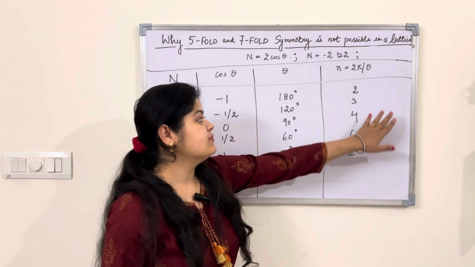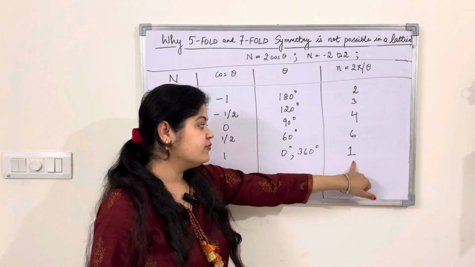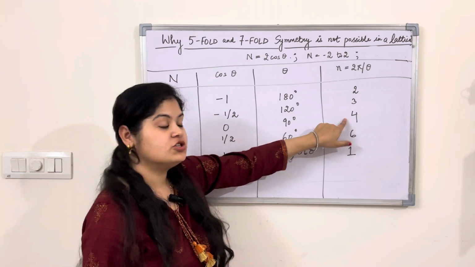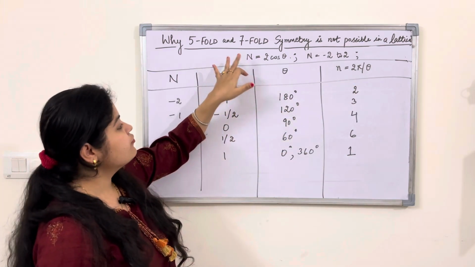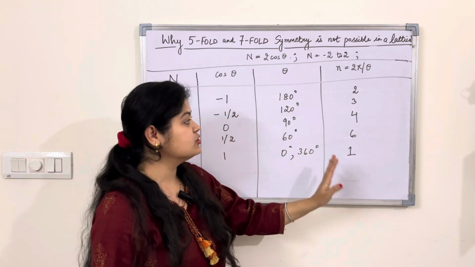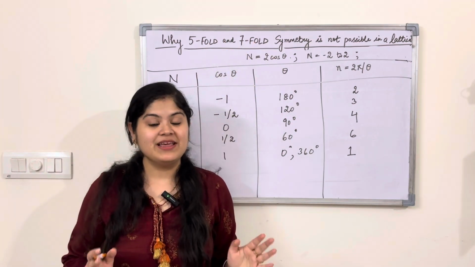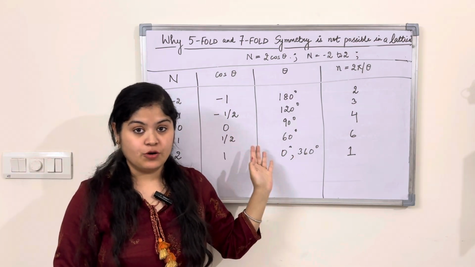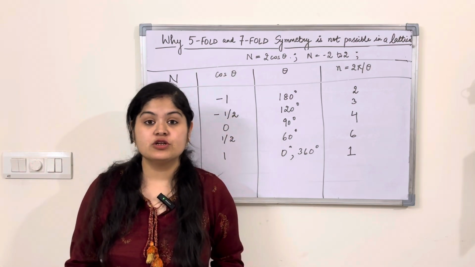So looking at these values of n, you can see that n is equals to 1, that is 1-fold symmetry, 2-fold symmetry, 3-fold symmetry, 4-fold symmetry and 6-fold symmetry are possible, but n is equals to 5 and n equals to 7 is not in this table. So 5-fold symmetry and 7-fold symmetry is not possible in a lattice. So this was all about this topic, and this is a very important question from your examination point of view.